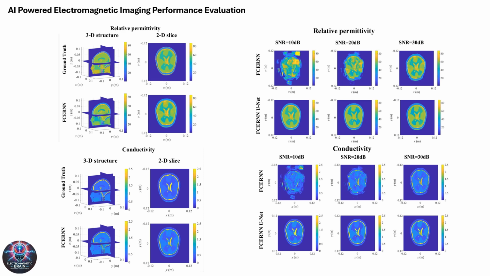In summary, while FCRNN offers fast and scalable reconstructions, it faces challenges with boundary noise and sensitivity to low SNR environments. This is where the inclusion of UNet comes into play, addressing these limitations and providing a more refined and accurate output, particularly in noisy conditions. Together, FCRNN and UNet form a powerful solution for real-time electromagnetic brain imaging, offering the potential for high-quality, reliable imaging even under difficult conditions.